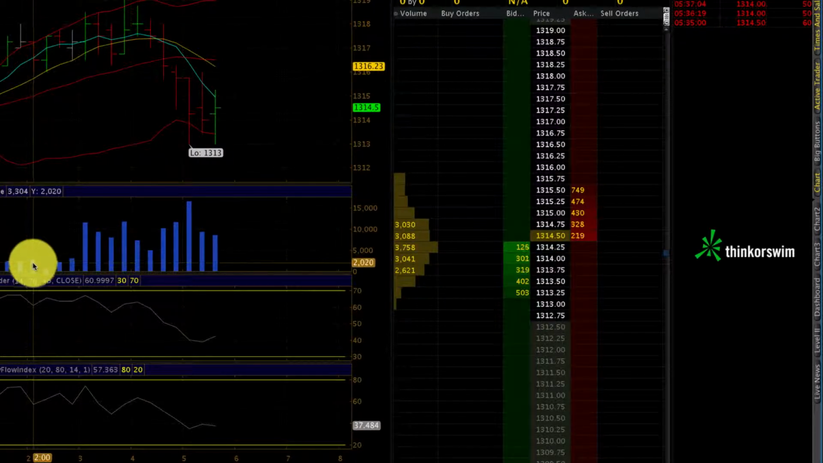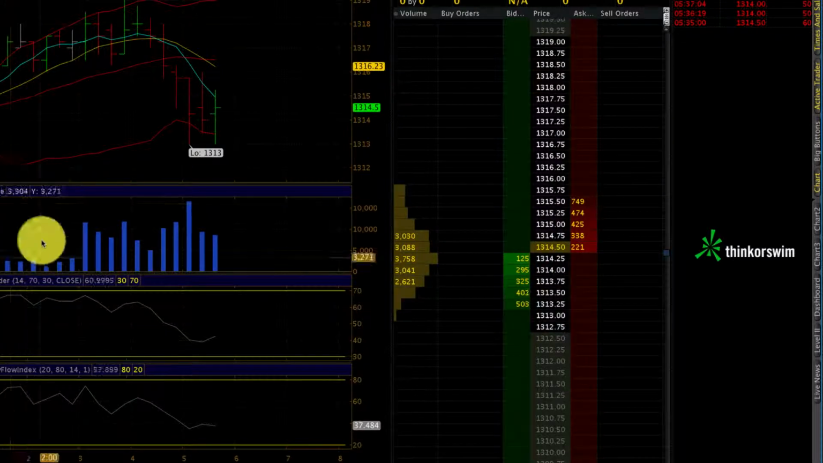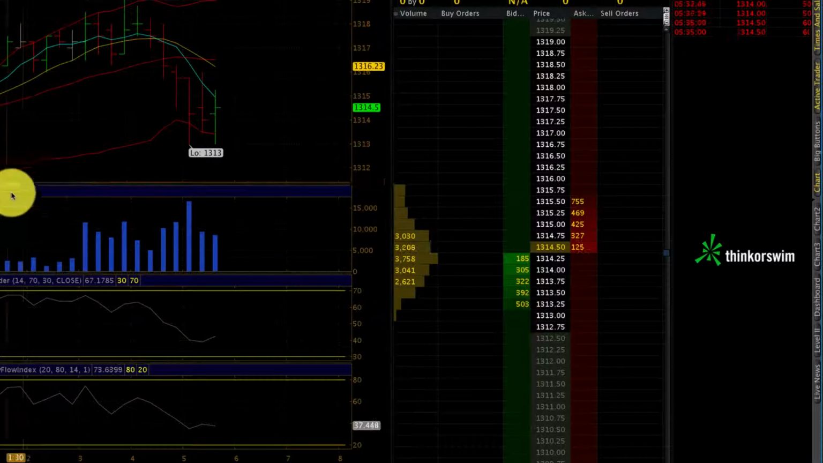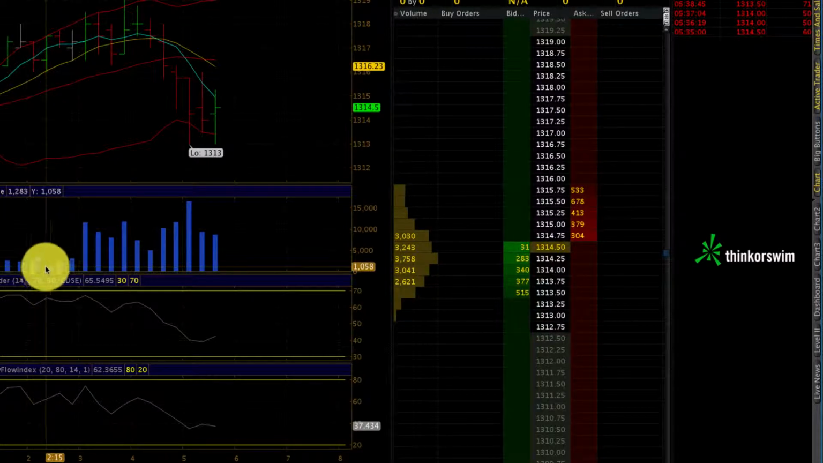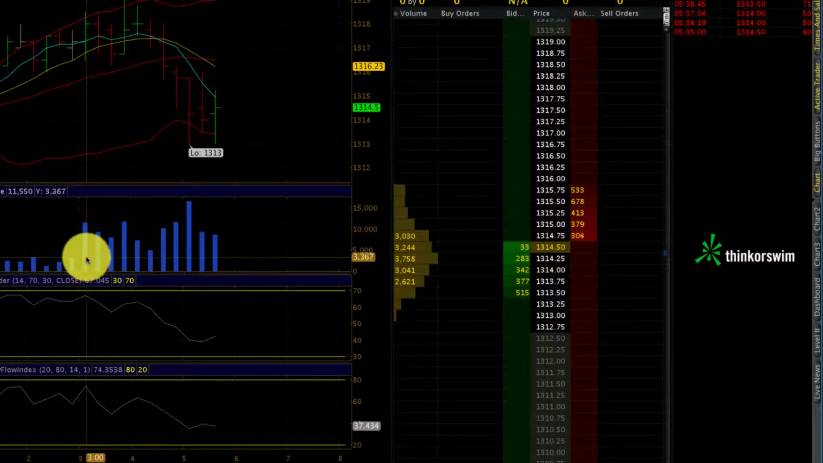So you can see that at 2 o'clock, 2 a.m. Eastern time, the volume was 3,304. You can see that over here. And as we approach the European market open, that's when the volume starts going up.